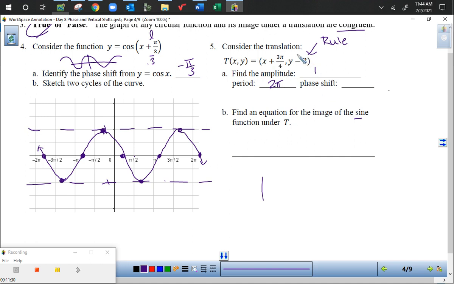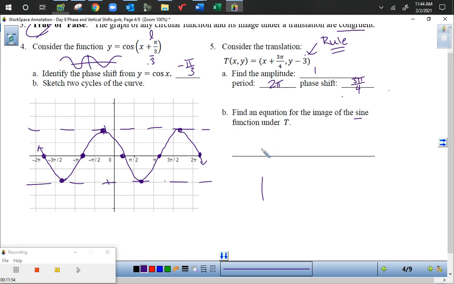So remember, phase shift is the weird one. It's the horizontal value, the h. And because this says go right 3 pi over 4, the phase shift really is 3 pi over 4. But we don't switch the sign because this is the rule. We only switch the sign when we're talking about the equation, which is what we're going to do now.